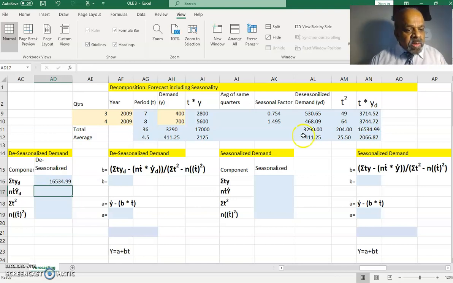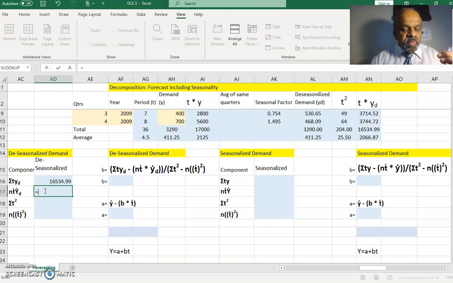The second one is N times T average times YD average. What is N? N is the number of periods. How many periods do we have? 1, 2, 3, 4, 5, 6, 7, 8. We have 8 periods, so I'm going to take 8 periods times the T average, which is 4.5, times the YD average, which is 411.25. And that is going to be my second component, 14,805.